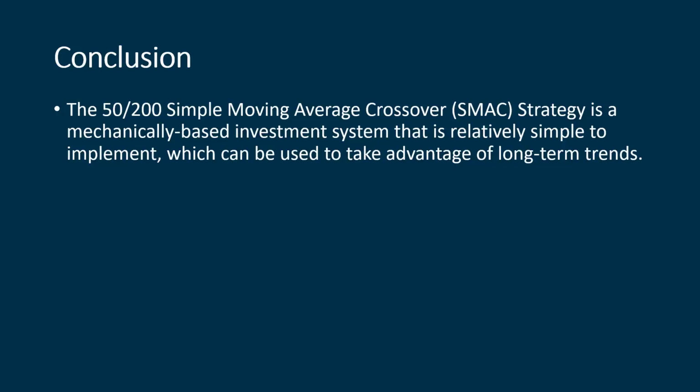What is the conclusion we can come to based on this? The 50-200 simple moving average crossover system, SMAC, strategy, is relatively simple to implement, and can be used to take advantage of long-term trends. That's the idea behind this: yes, there are periods of time when the market goes sideways, but there's also significant periods of time when the market does trend, and we can take advantage of that. There is great flexibility with this strategy that allows for minimum effort.